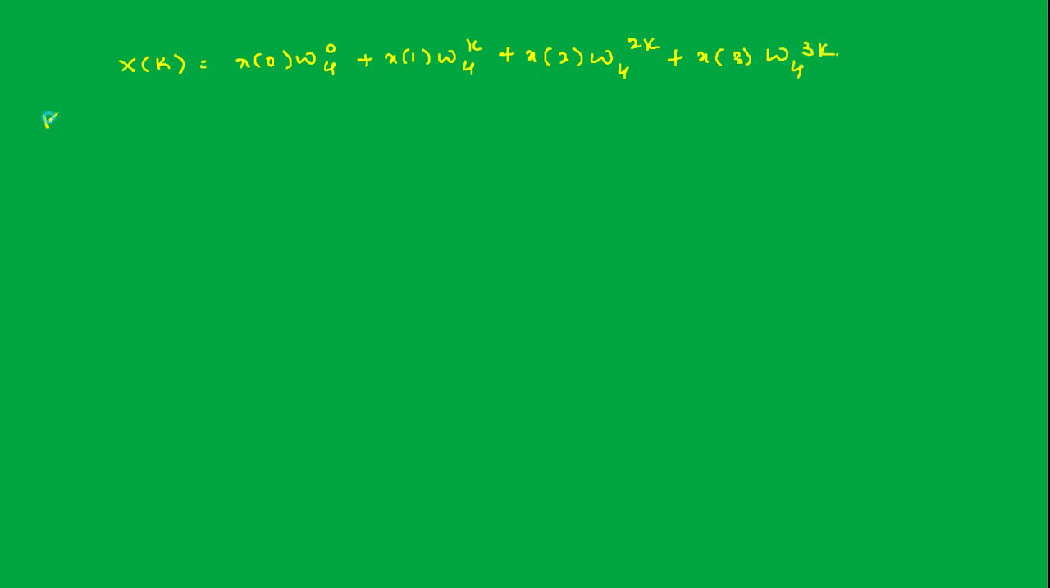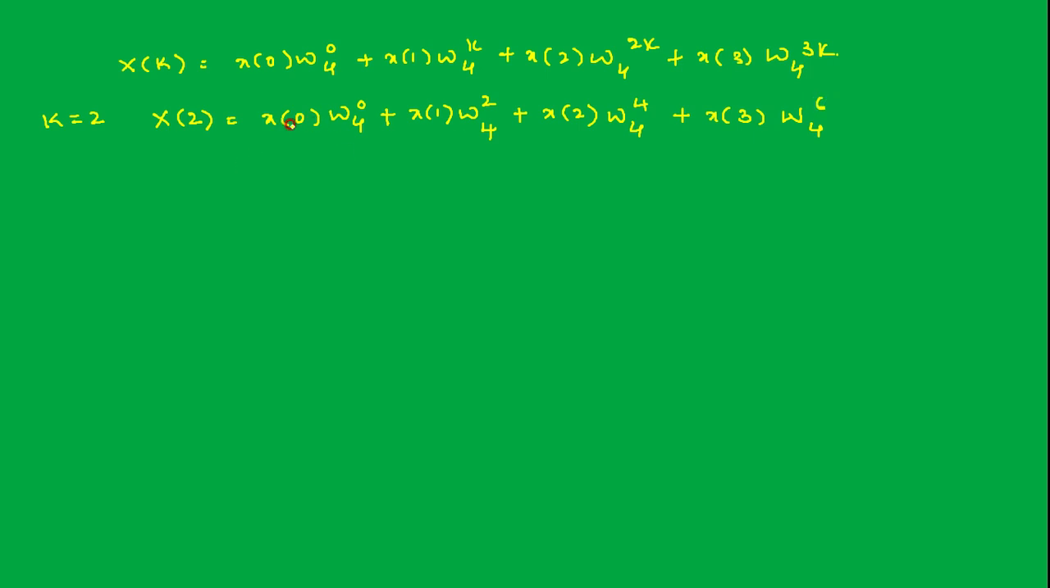So now let us substitute k is equal to 2 here, so that you will get X of 2 is equal to x of 0 w4 raised to 0, since we don't have a k term here. Next x of 1 w4, k is equal to 2, so w4 raised to 2, plus x of 2 w4 raised to 2 into 2 is 4, plus x of 3 w4 raised to 3 into 2 is 6, right?